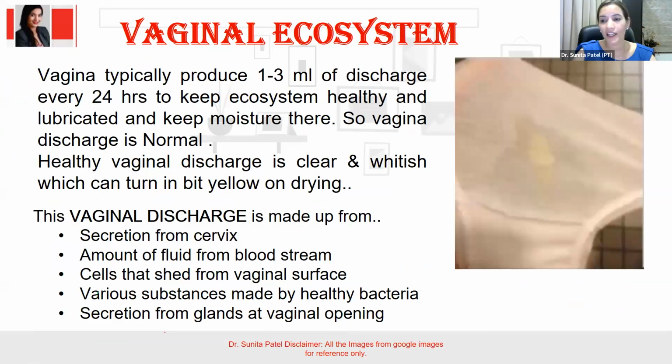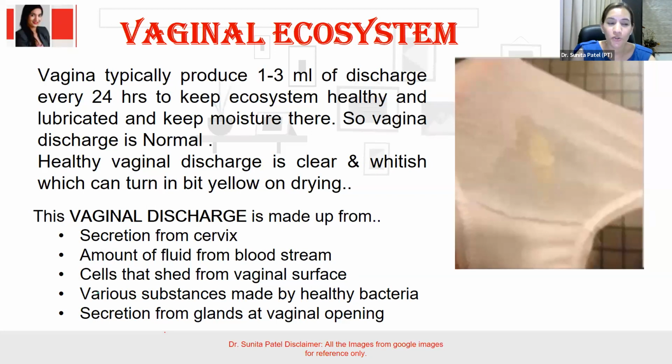Okay, sometimes you might have observed on your panty that some kind of fluid keeps coming out from the vagina. So is the fluid healthy? Is the discharge which is coming healthy? And what is this discharge? The vagina has its own ecosystem. The vagina typically produces 1 to 3 ml of discharge every 24 hours to keep the ecosystem healthy and lubricated. We don't want dryness inside.